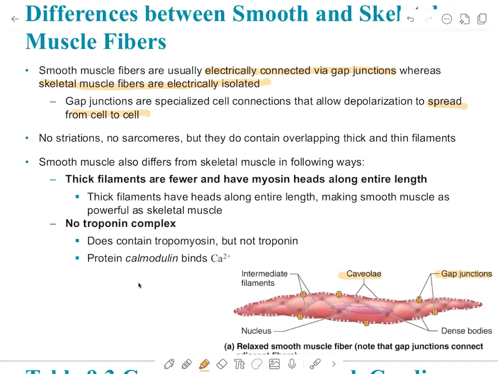We see the caveoli. So remember that smooth muscle has no striations, no sarcomeres, but it does contain overlapping thick and thin filaments. So smooth muscle also differs from skeletal muscles in that the thick filaments are fewer, that's the myosin, and it has myosin heads along the entire length. So, and there's also no troponin complex, and it does not contain tropomyosin. So instead of troponin, we have what's called calmodulin, of which calcium binds to.